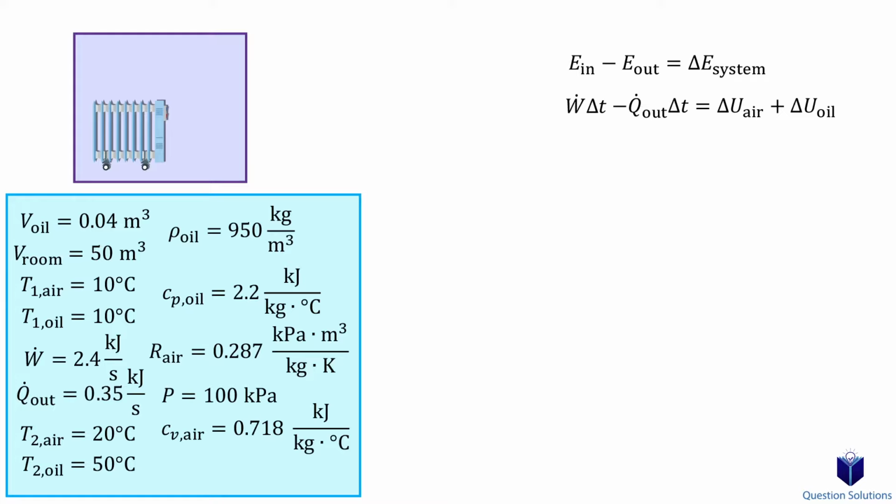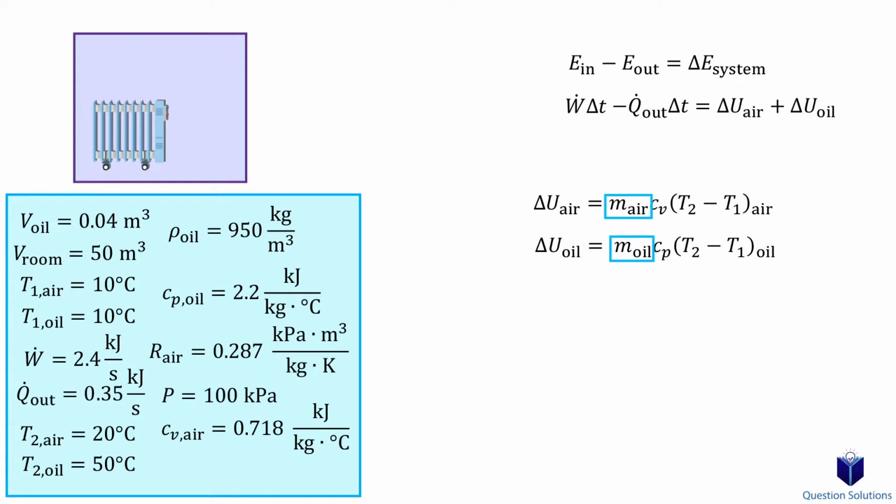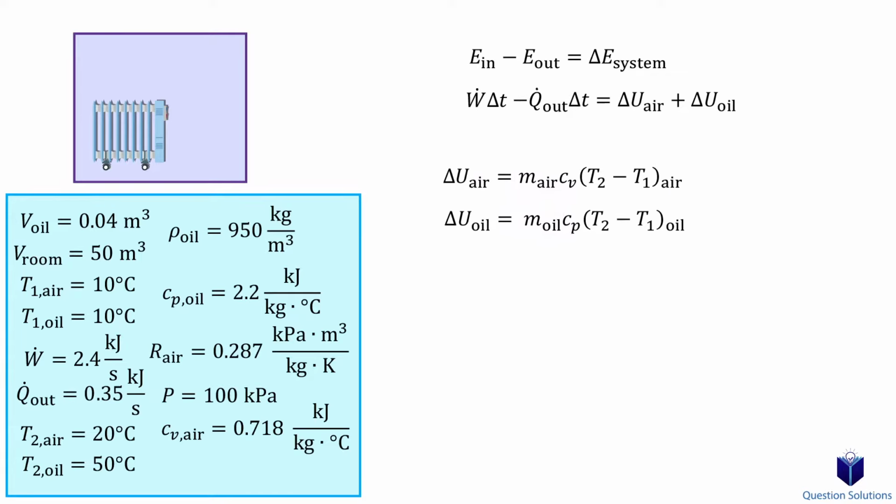Now how do we figure out the change in internal energy of the air? Since we're given the specific heat and there is a change in internal energy, we can use this equation. The same can be applied to internal energy change of the oil. So looking at these two equations, we're given everything except the mass of air and the mass of the oil. First, we will find the mass of the air.